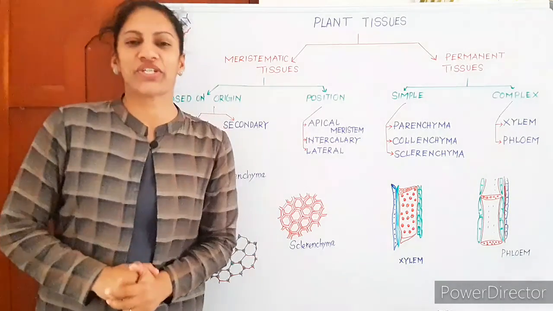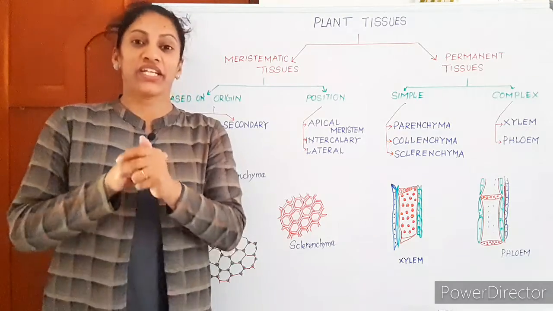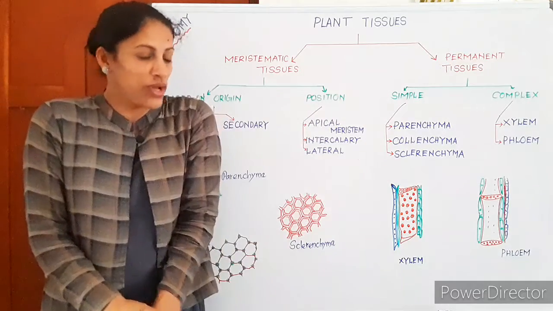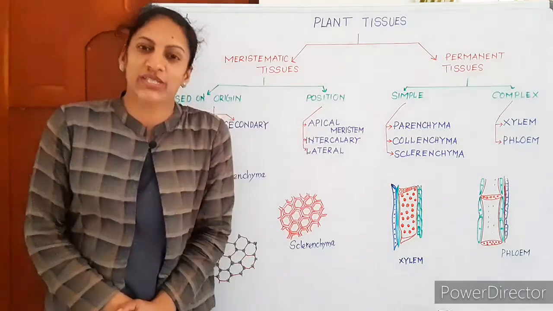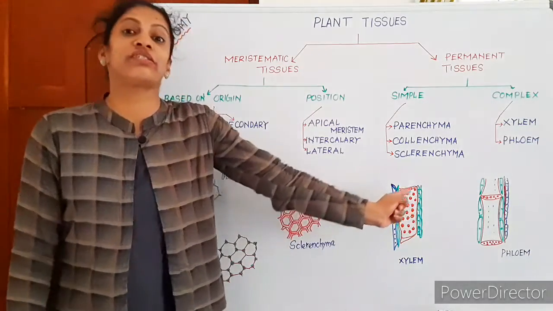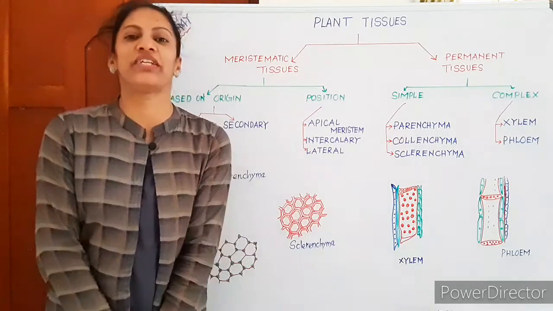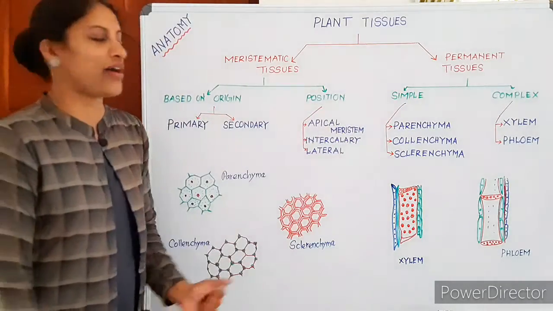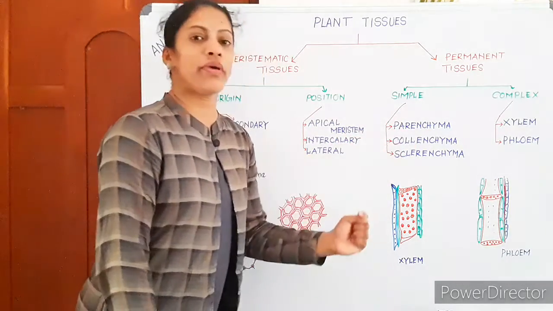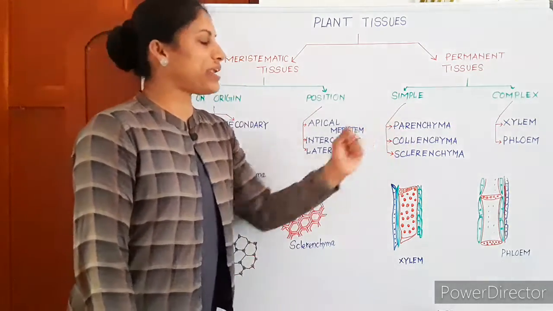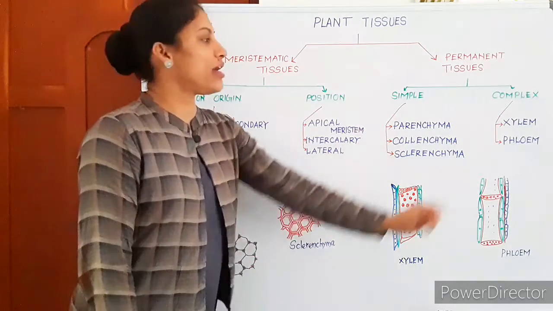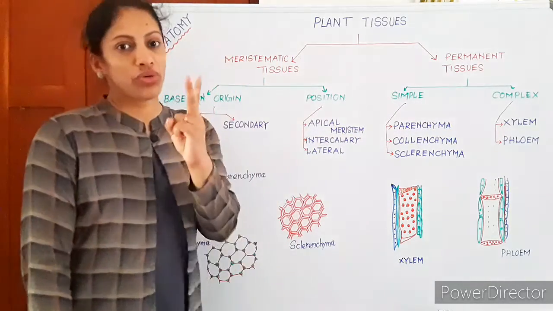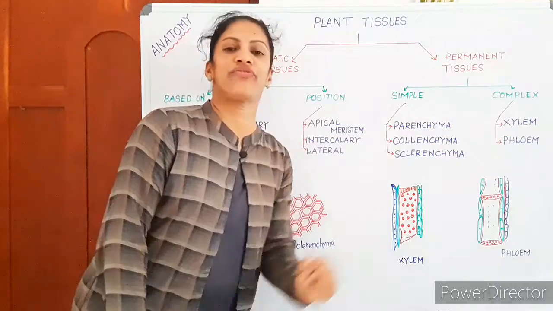In your earlier definition, you might have studied that a tissue is a group of similar cells. We cannot define it so now, because a tissue may also consist of different types of cells. Here, xylem consists of different types of cells, and phloem consists of different types of cells. Simple tissue examples are parenchyma, collenchyma and sclerenchyma. The two complex tissues are xylem and phloem.